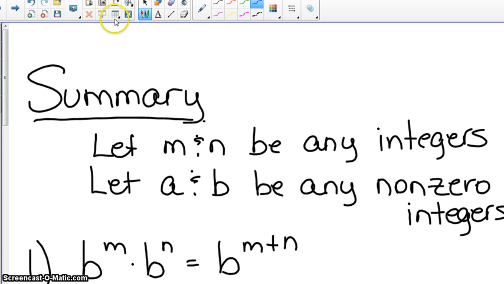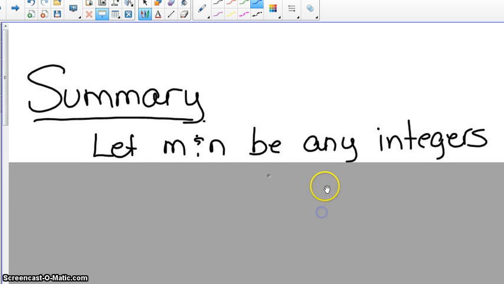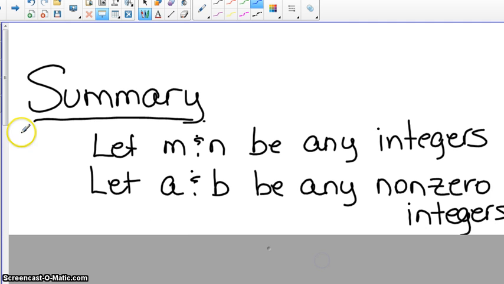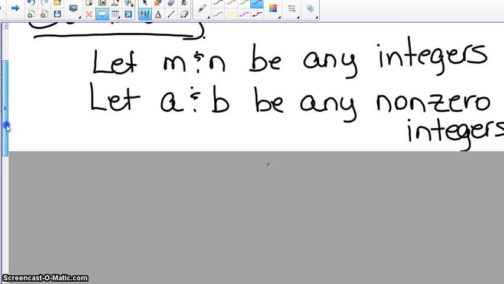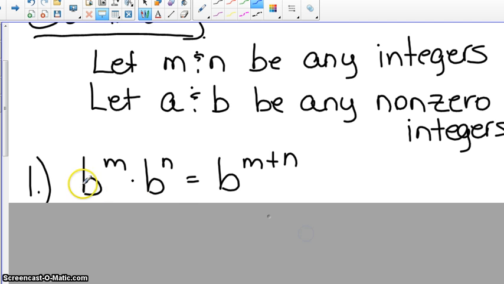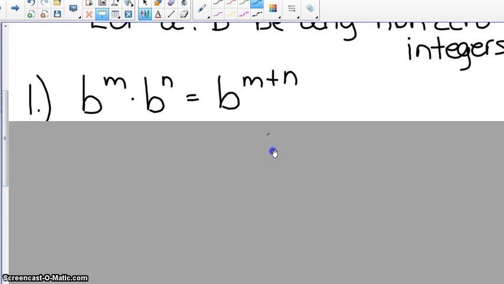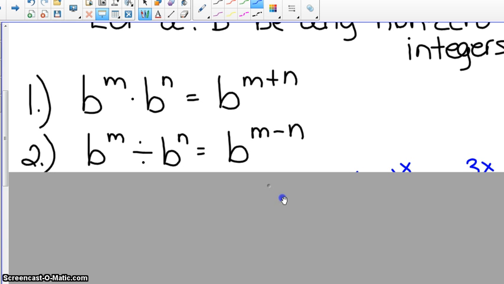Alright, now here's a summary of our rules about exponents. And we did this in the first semester, and we'll do it again in the second semester. M and N are integers. A and B can be anything except 0. So when I have the same base, b to the m times b to the n, when we multiply, we add exponents. Say it again. When we're multiplying, we add exponents. For dividing, we subtract exponents. That's number 2.